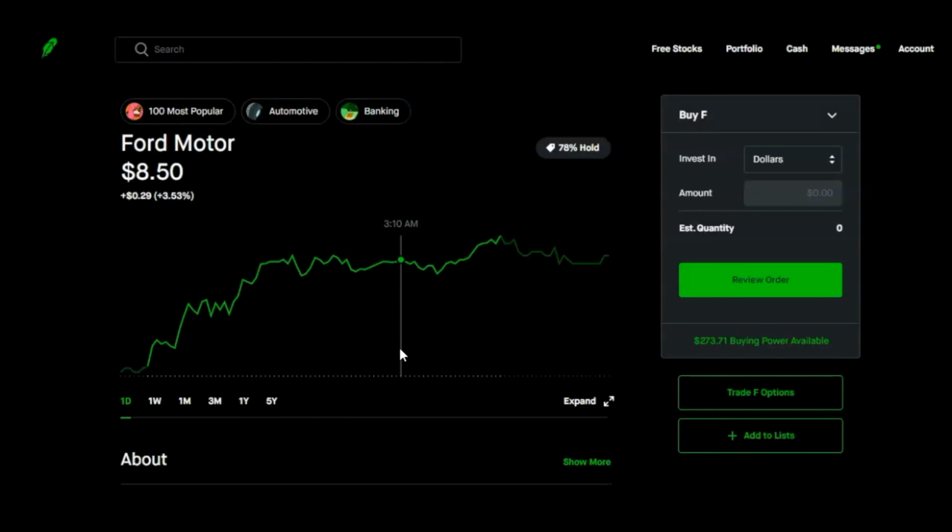So Robinhood, for you guys that aren't aware, is a commission-free brokerage that launched several years ago, and basically you can buy options, cryptocurrency, and stocks for free without paying any commissions, guys.